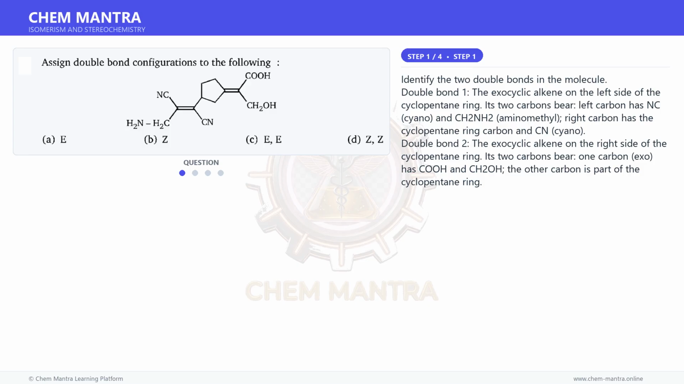Double bond 1, the exocyclic alkene on the left side of the cyclopentane ring. Its two carbons bear: left carbon has NC, cyano, and CH2NH2, aminomethyl; right carbon has the cyclopentane ring carbon and CN, cyano. Double bond 2, the exocyclic alkene on the right side of the cyclopentane ring. Its two carbons bear: one carbon, exo, has CO2H and CH2OH, the other carbon is part of the cyclopentane ring.